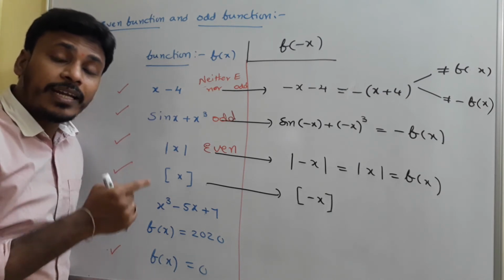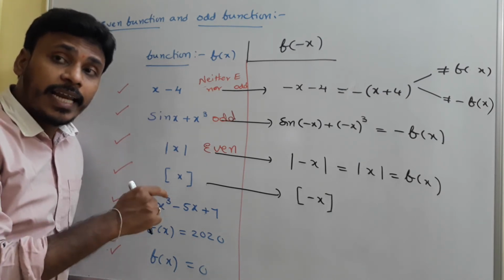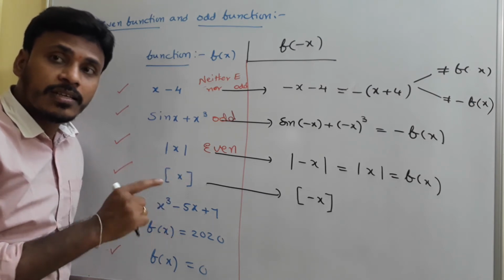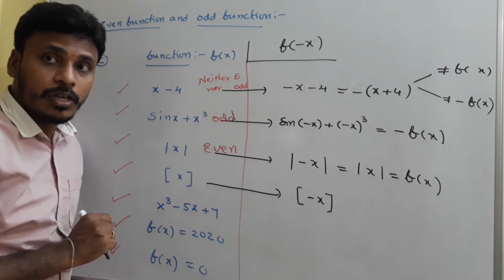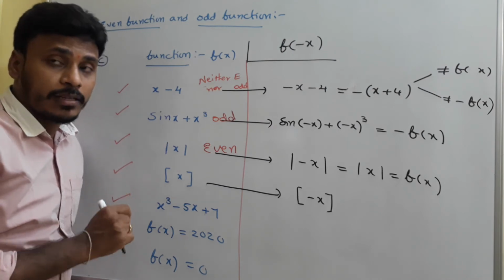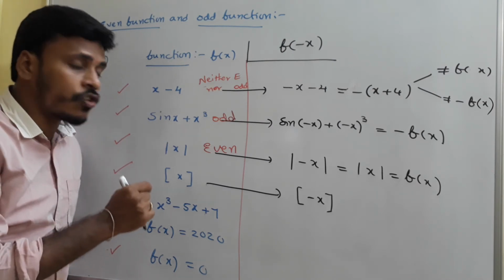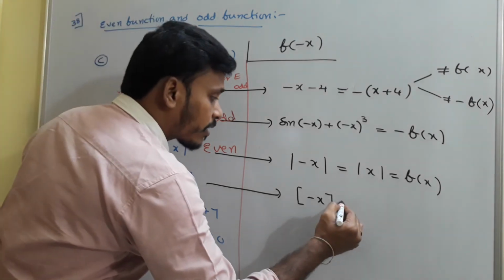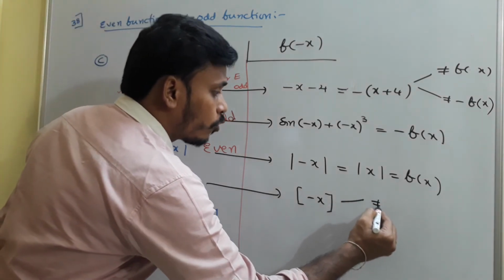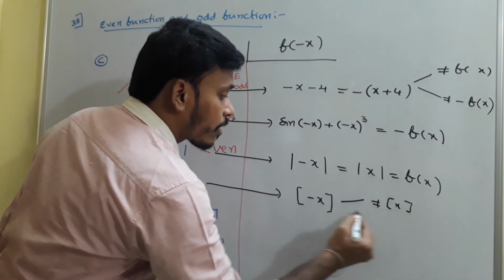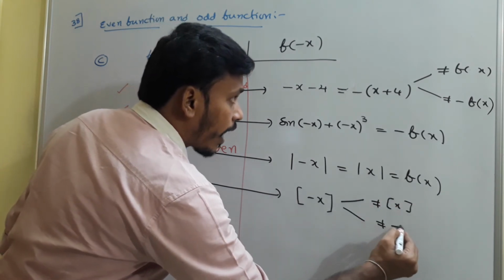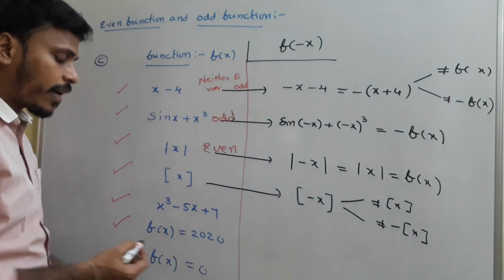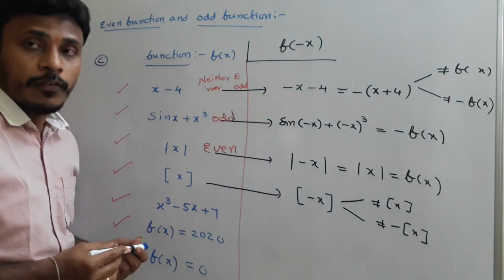If x is an integer, then in that case it is minus step of x. In other cases it is not equal to minus step of x. So we don't have any restriction on x. In general, step of minus x is not equal to either step x or minus step x, and that's why this is again neither an even nor an odd function.